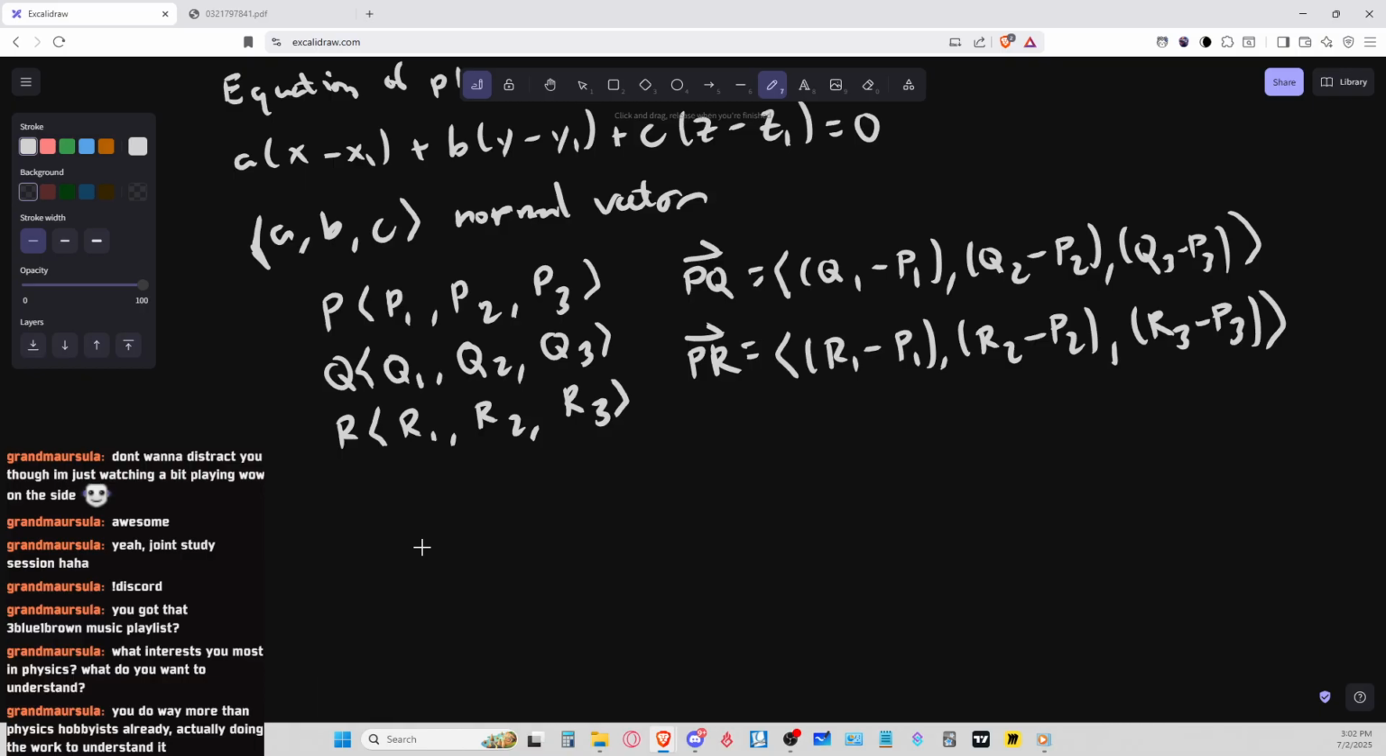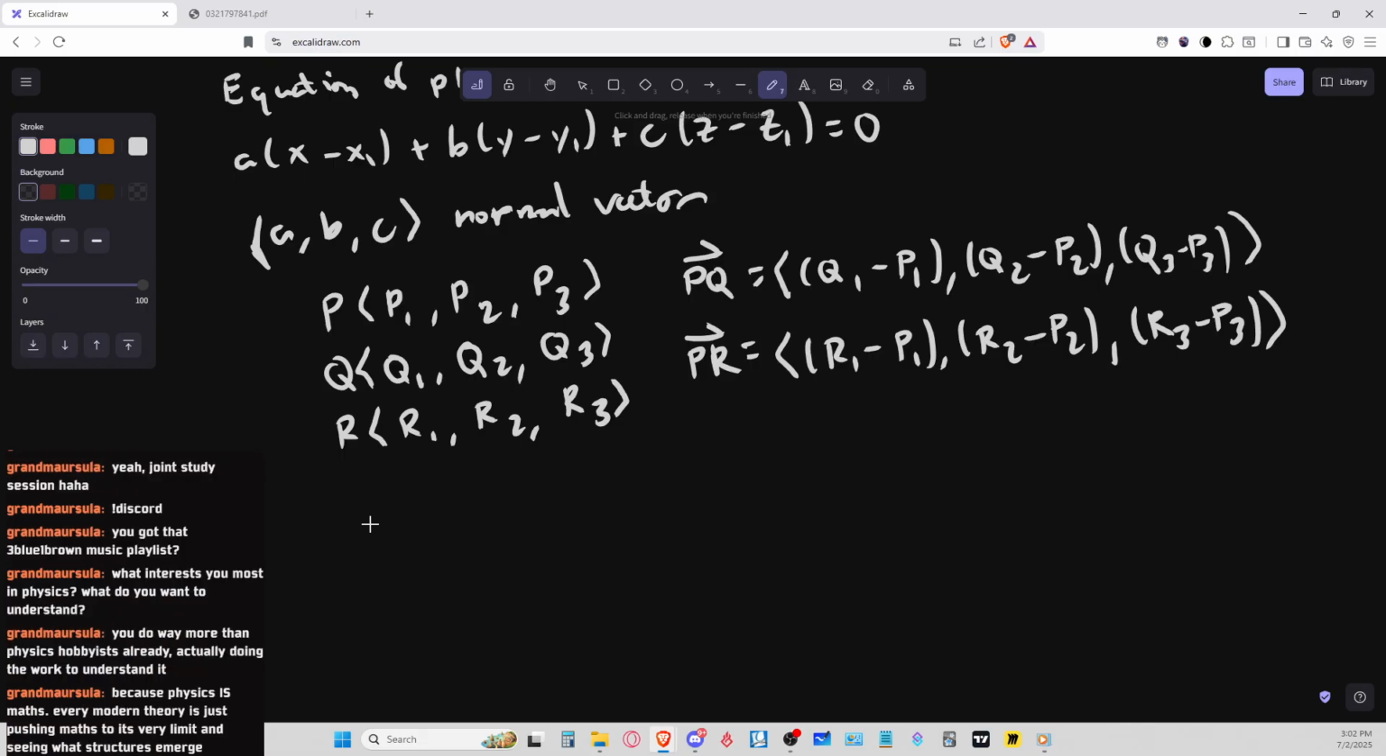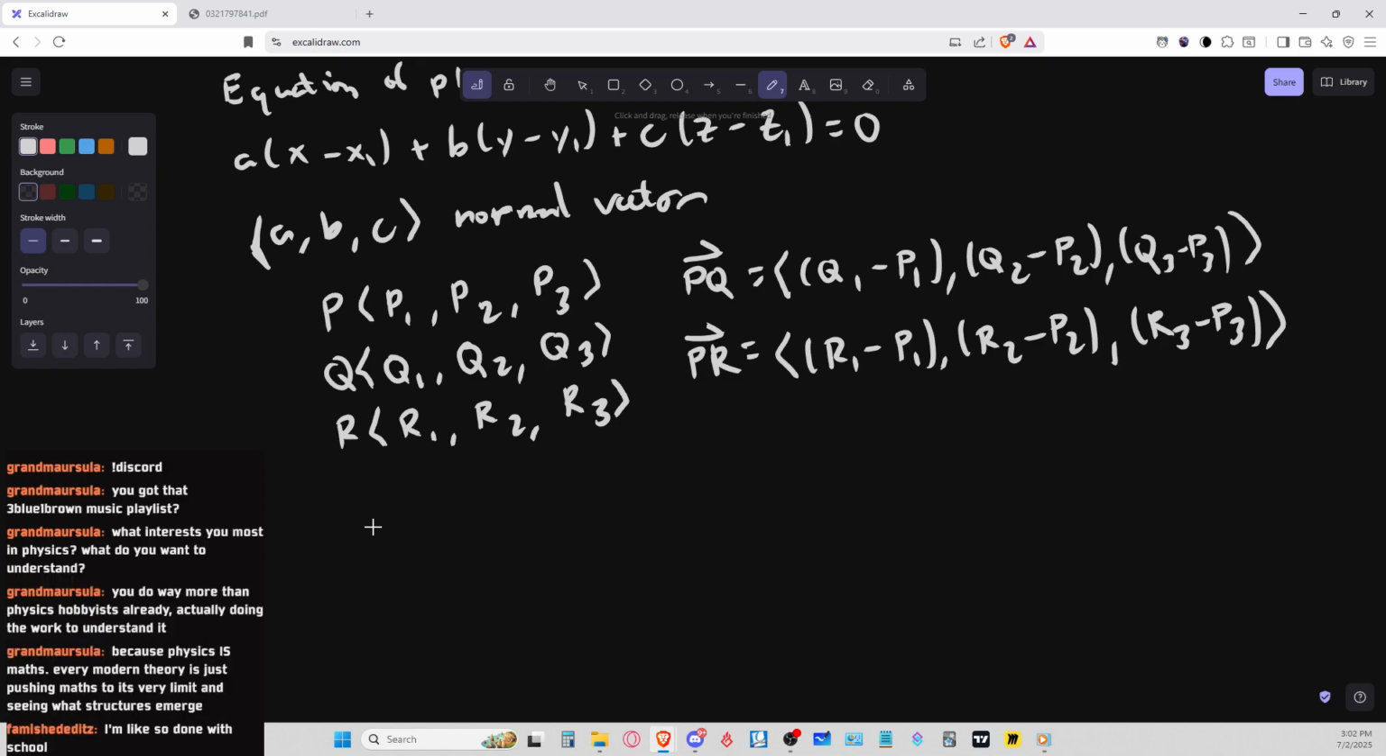Way more than math hobbyists already actually doing the work to understand it. Well, I'm trying. The thing of it is that I barely pick up a physics textbook to do problems. I think I do more math problems than physics problems.